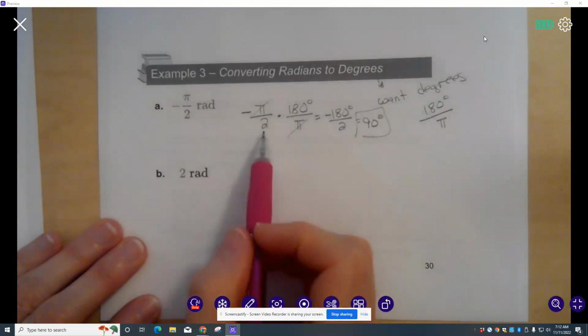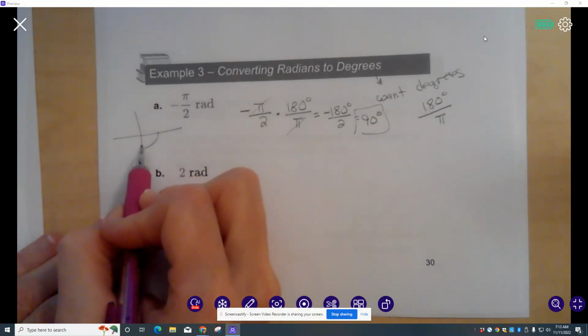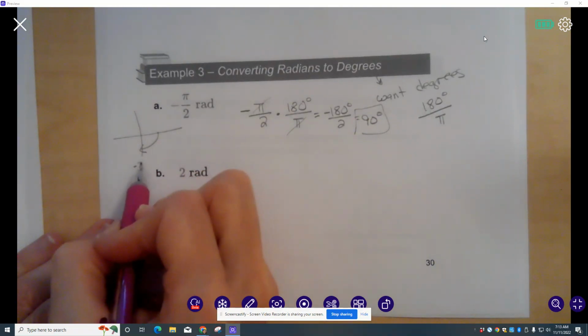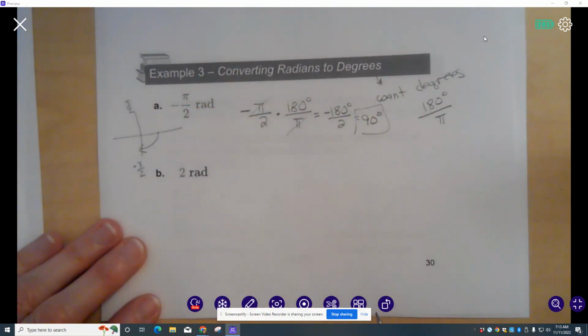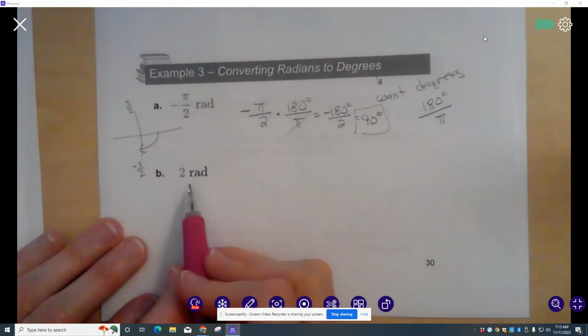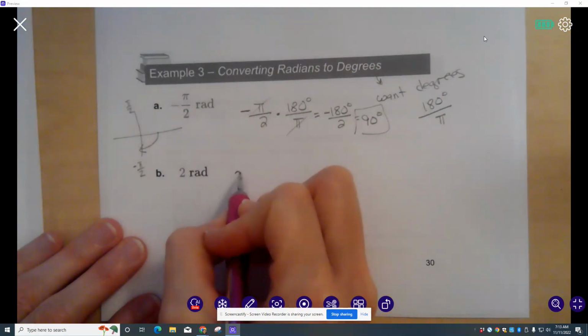Now hopefully you might have even known this one without doing the conversion. Negative pi over 2 means I start here. I go 90 degrees down, so that's negative pi over 2, because up here is positive pi over 2. Okay, 2 radians. So 2 radians.